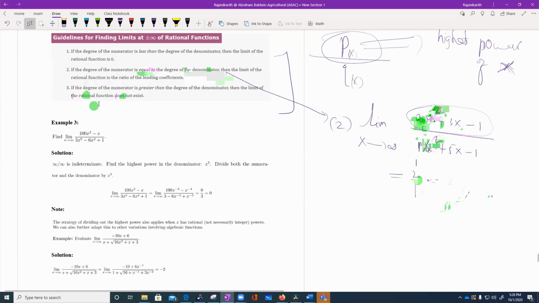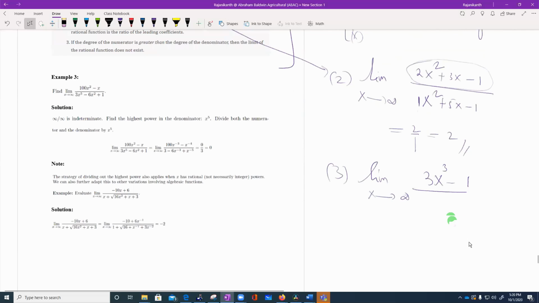The third scenario says the degree of the numerator is higher than the denominator. Then the answer is always going to be does not exist, infinity. For case 3, the problem will be like the limit as x goes to infinity of 3x cubed minus 1 over 2x squared plus 1 plus x. If you look at this problem, this is exactly my third scenario. The degree of the numerator is now 3, the degree of the denominator is 2, so the numerator is higher, so the answer is always does not exist. In other words, infinity, or does not exist.